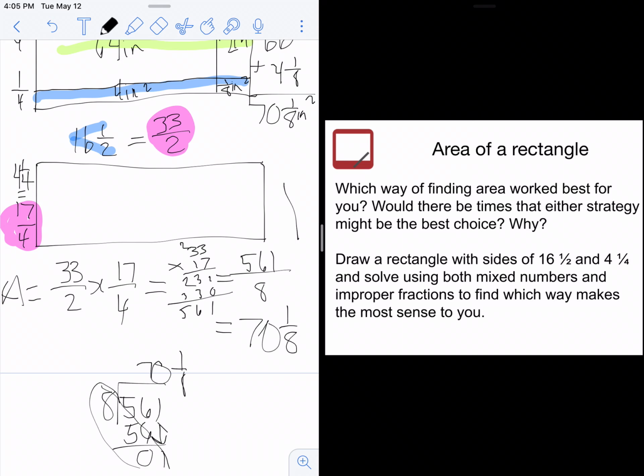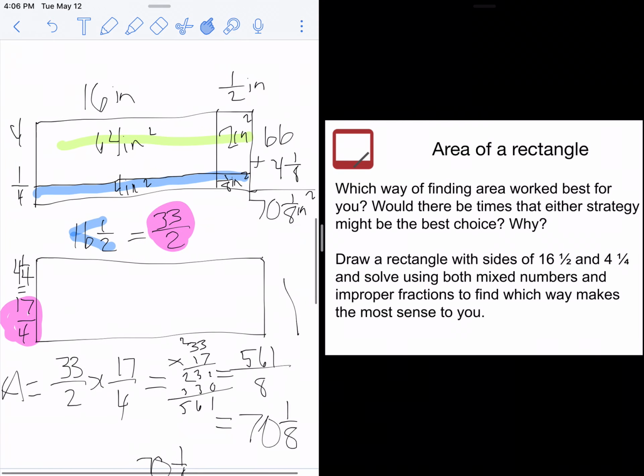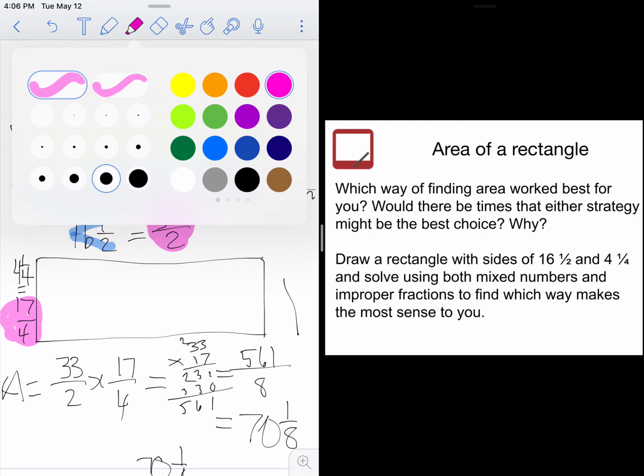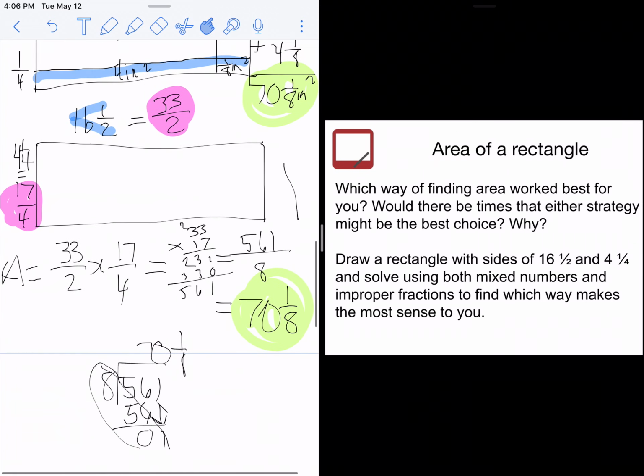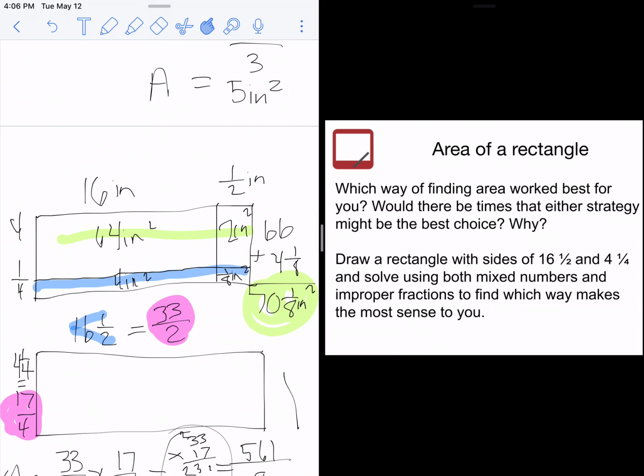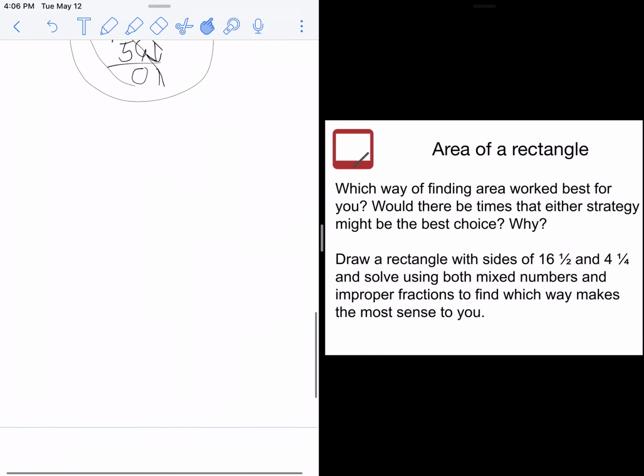So your answer is 70 and 1/8. And both of our answers match. We have 70 and 1/8 here, and 70 and 1/8 here. And which way made more sense to you? Me, I like the area model better because I didn't have to do this multiplication and division in the area model. So for me, the area model worked best for that problem.